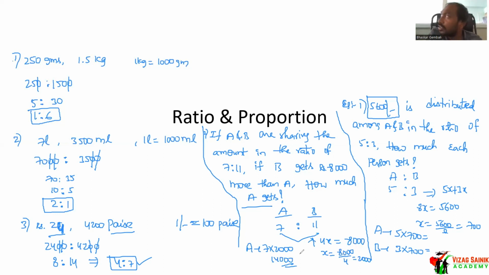Whenever we see a ratio, what is it? It's a comparison between 2 or more quantities. A gets 7 parts, B gets 11 parts, so compared to A, B gets 4 parts more. That 4 parts is indirectly the given 8,000. If 4 parts is 8,000, each part becomes 2,000. But A is how many parts? 7 parts. 7 into 2,000 is 14,000. A gets 14,000. So this is about ratio.